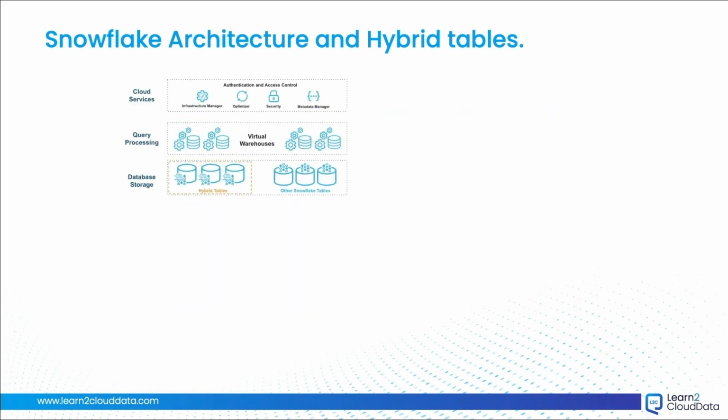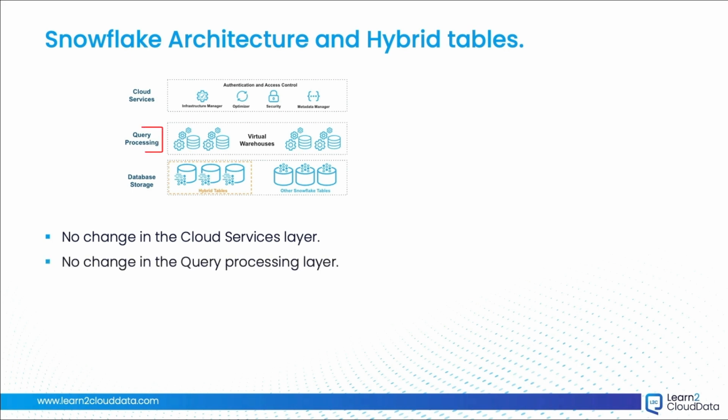To begin with, let us talk about what has not changed. No change in the cloud services layer, which means we will continue to access Snowflake the same way as we have been doing so far. No change in the query processing layer, which means that queries will still be processed by virtual warehouses and they will consume the same amount of credits as would have been needed for a non-hybrid table.